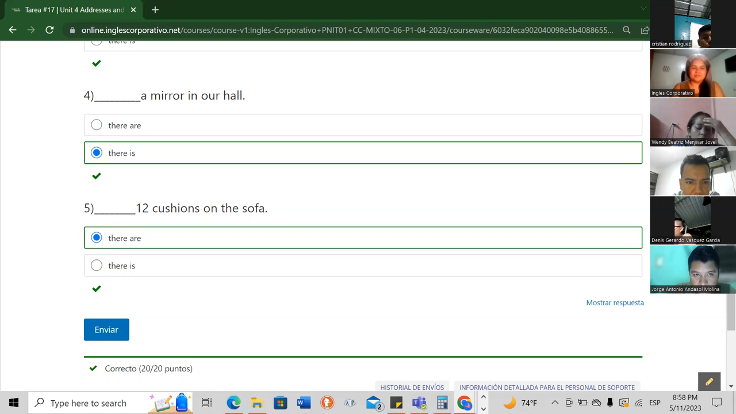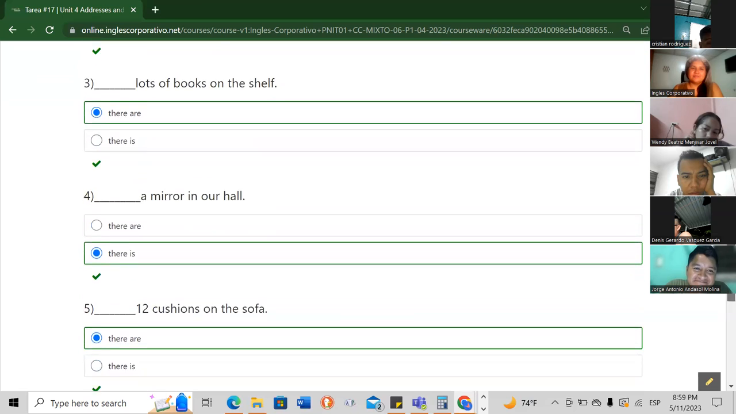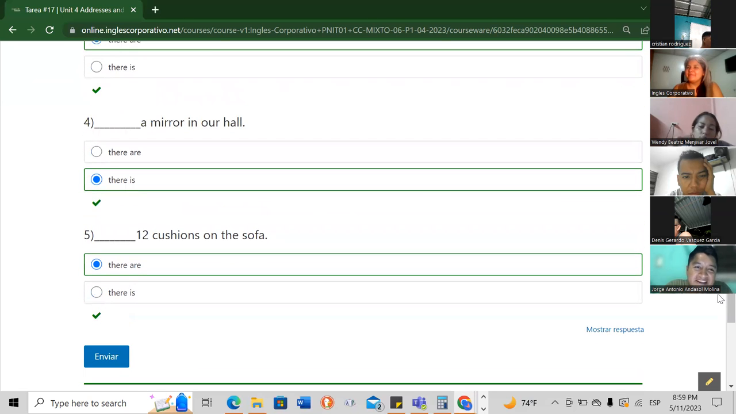Questions about that? Do you have questions how to use there is and there are? Or about the vocabulary? Cushion. Do you know what is cushion? Cushion. Ajá. Los cojines del sofá. Sí. Ok, muy bien. Se sintió un poquito más fácil porque pudimos identificar el plural y singular. Se lo di bien específico, ¿verdad? Lo sintieron bien fácil. Muy bien. Eso está bueno, me gusta.